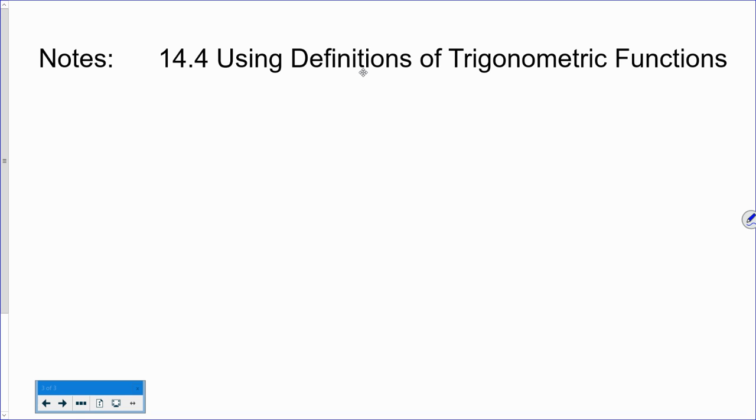Alright, we'll start our next lesson on 14.4, using definitions of trigonometric functions. We are going to talk about some of the same things as our previous lesson, so I do want to still recall our 6 trig ratios just to jog your memory. We're going to use them in our lesson today, so I want to reference them.